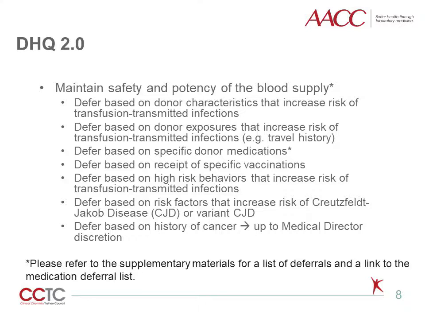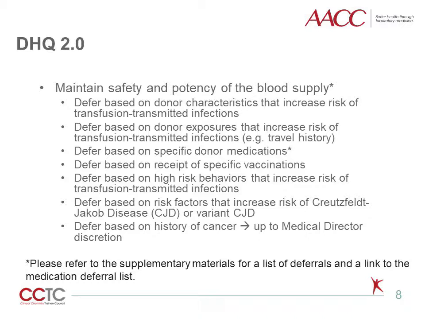There are certain high-risk behaviors that result in deferrals because they can increase the risk of transfusion-transmitted infections. One example is if a donor has ever used needles to inject drugs, steroids, or any non-prescribed medications, because that is a risk factor for HIV or hepatitis. There are certain risk factors that can increase the risk of Creutzfeldt-Jakob disease, CJD, or variant CJD. The DHQ asks the length of time and years the donor has spent in the United Kingdom or other countries in Europe, because this may place the donor at risk of variant CJD.